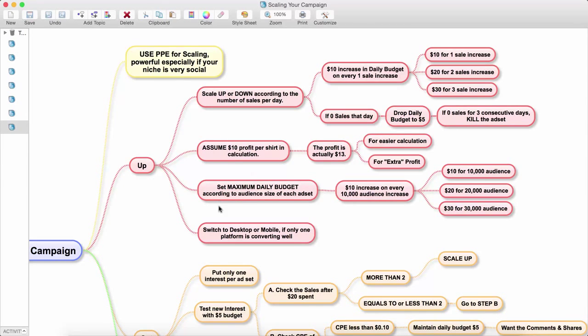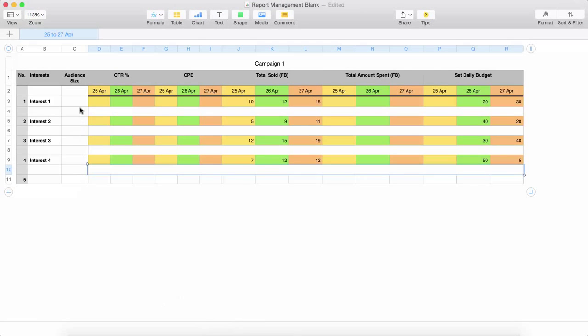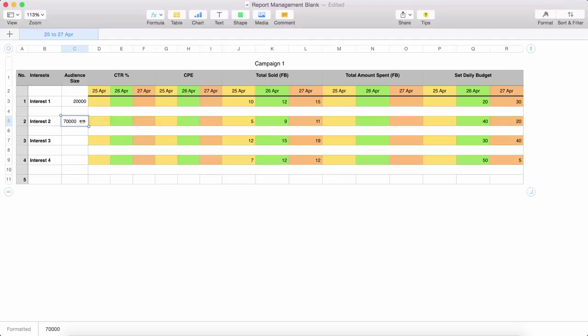The next one is you set your maximum daily budget based on the audience size, which is a $10 increase for every 10,000 audience increase. So for example, you set a maximum daily budget of $10 for a 10,000 audience interest, and $20 for a 20,000 audience interest, and so on. So what I mean by this is that, for example, for interest 1, the audience size is 20,000. And for interest 2, the audience size is 70,000.